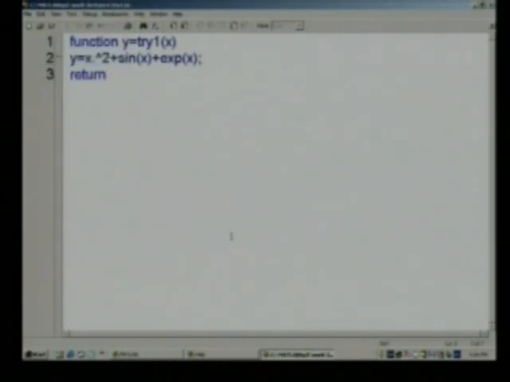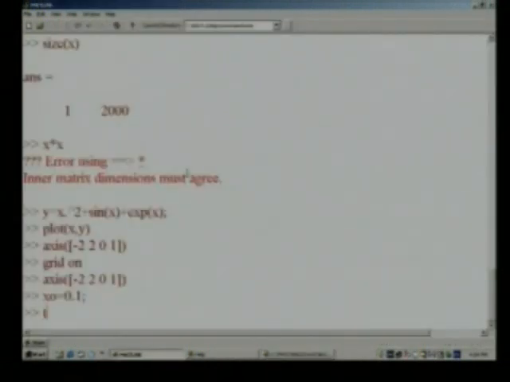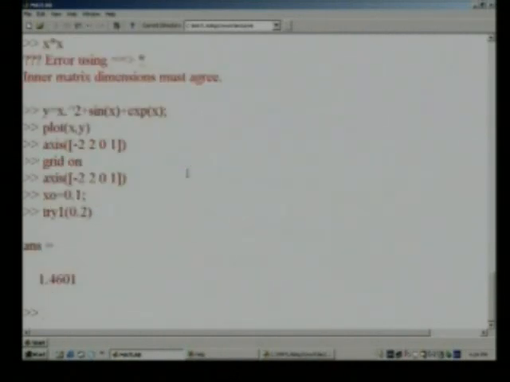So the moment I save it, this function is saved. You can use it just like any function: try1 of 0.2, and you will get a value. So this is my y. That means try1 is my function now. So I would like to optimize this particular function starting with x naught. My optimization x is equal to fminunc.